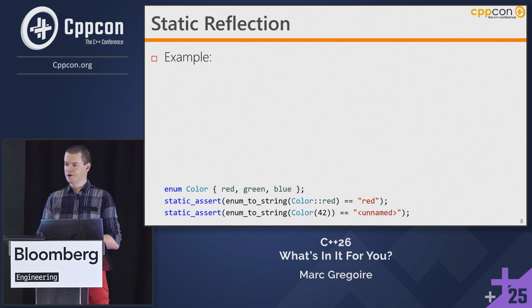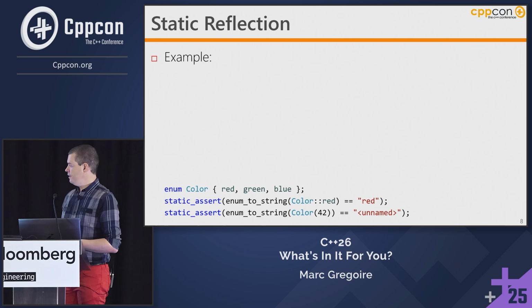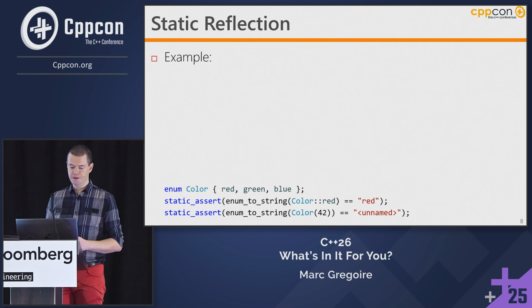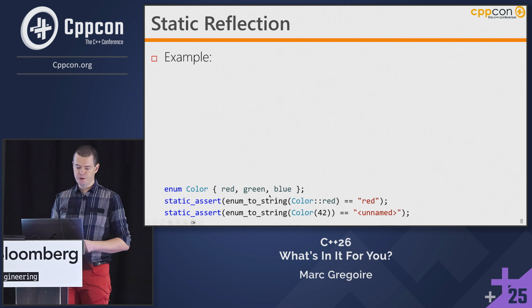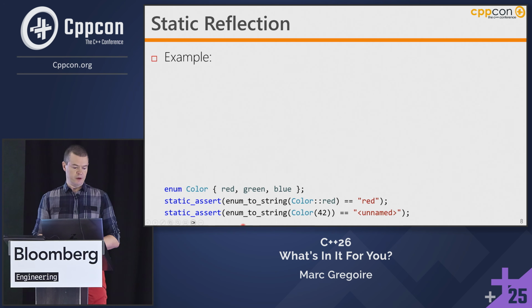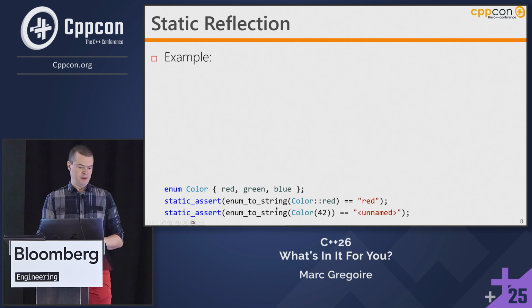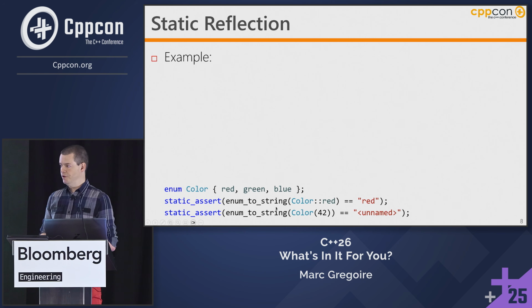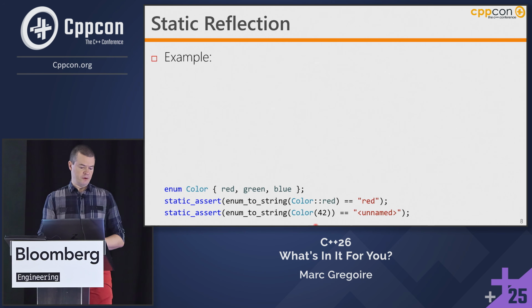We want to write a function that gives you the name of an enumerator. In this example, we have here a color enumeration with 3 values. And what we want is a function enum_to_string that just returns us the string of an enumerator. Or, if you give an invalid number, we want "unnamed".